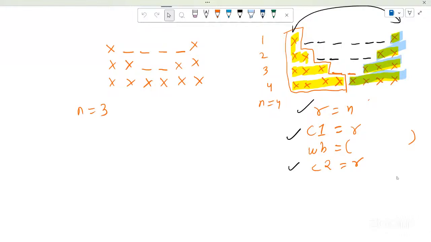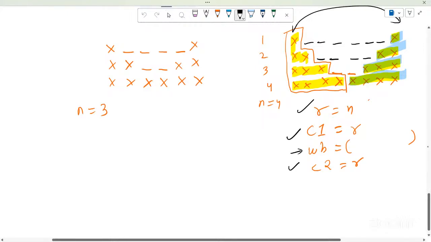R is equal to N, we got it. C1 is equal to R. What about WB? WB is equal to what? So this is what we discussed last class, right? R is equal to N, C1 equal to R, and C2 equal to R. This is the thing which we left for you guys to figure out. So can you help me? What is the relationship over here?